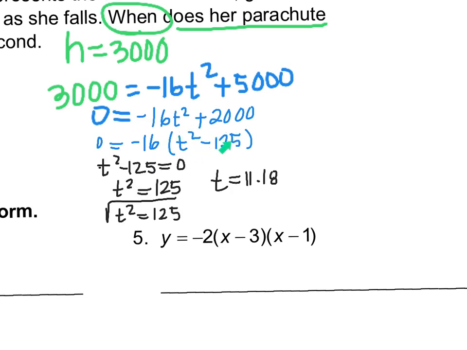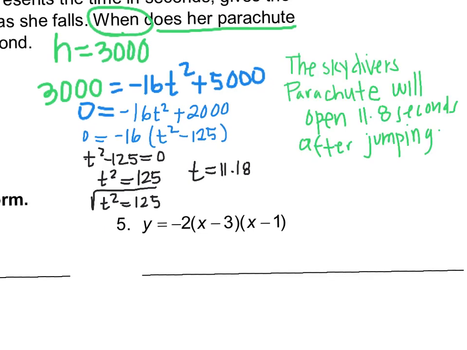So, taking the second part, setting it equal to 0, and adding the 125 to both sides, we end up with t squared equals 125. We square root both sides to remove the square, and we end up with t equals 11.18 seconds. And that means that the skydiver's parachute will open 11.18 seconds after the skydiver jumps from the airplane.